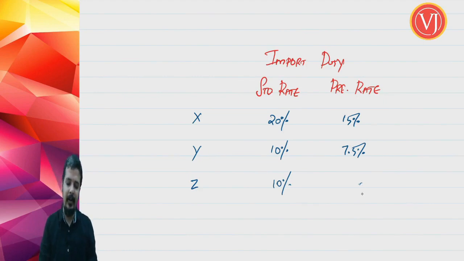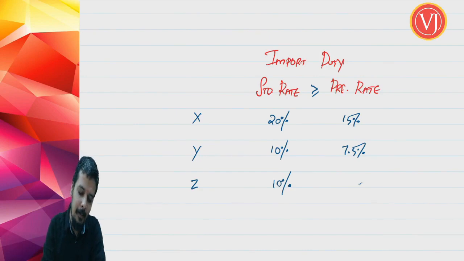One thing that you will understand is that the standard rate is always greater than or equal to the preferential rate. For item X, the standard rate is 20% but the preferential rate is 15%. For item Y, the standard rate is 10% and the preferential rate is 7.5%. For item Z, there is only 10%. It is highly possible that for an item there is no preferential rate.